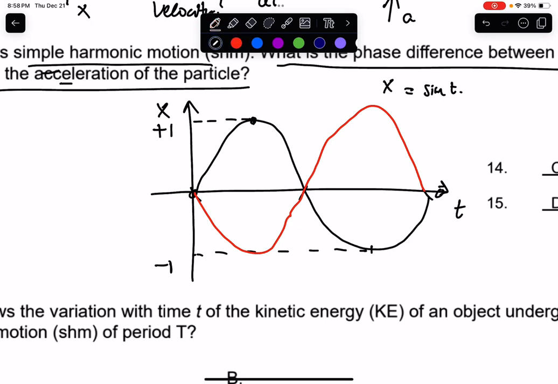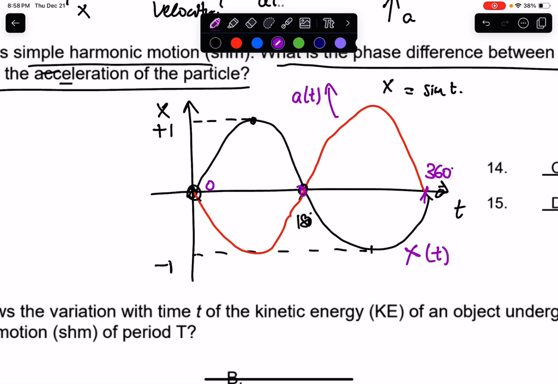Okay, now once again we'll draw all the angles. So we know that this dot is 180 degrees. We know this is 0 degrees, and we know that this is 360 degrees. Okay, so the black function becomes the acceleration function. The black function is the displacement function, x of t, and the red function becomes the acceleration function.